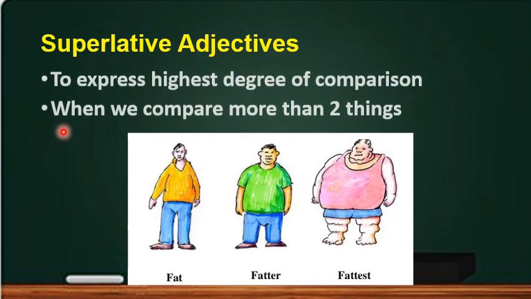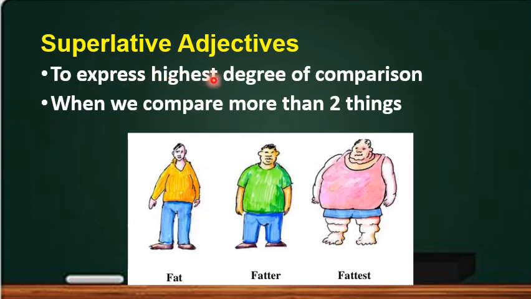Superlative adjectives express the highest degree of comparison. We use them when we want to compare more than two things or people or animals. Let's look at this picture. There are three persons here. And among these three persons, which one is the fattest one? Correct, it is number 3. So, fattest is the superlative adjective.